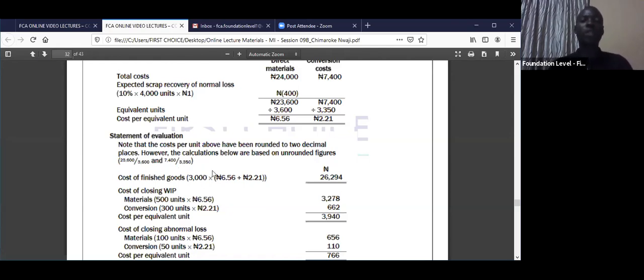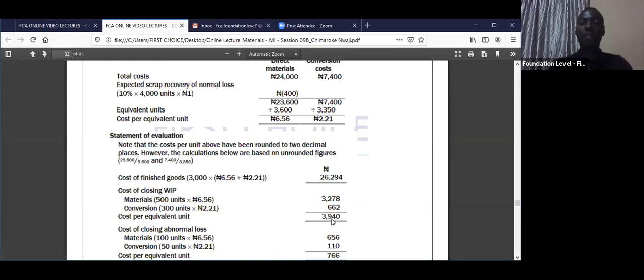All right, so cost of finished goods. We say it is 3,000 that was finished. This 6,560, you can still do it this way, or you can come here and use this figure to replace this, and use this figure here to replace this. So you add them together and multiply by 3,000. You have this figure. Then you go to closing cost of work in progress. Material is 500, of course, equivalent units times the cost. Conversion is 300 equivalent units times the appropriate cost.